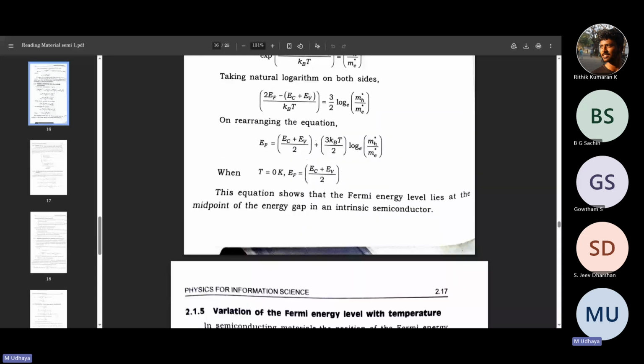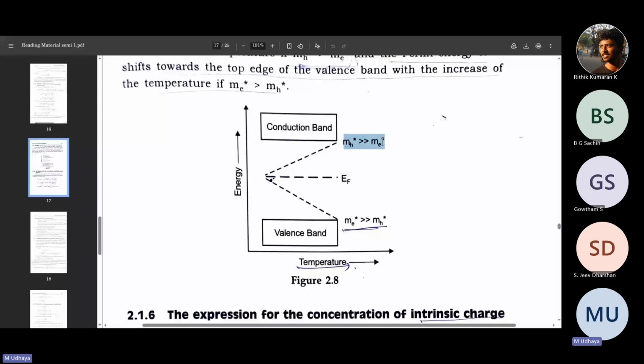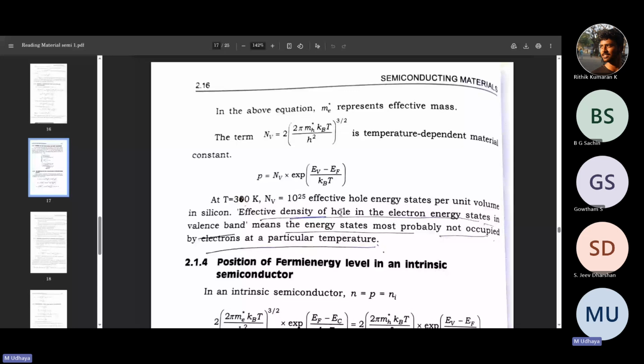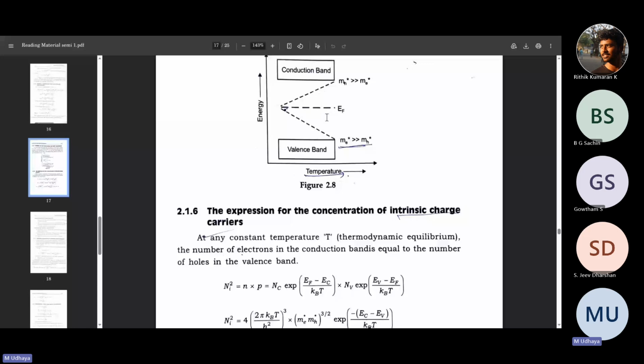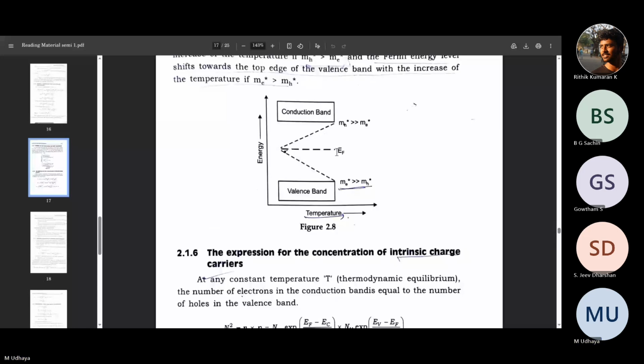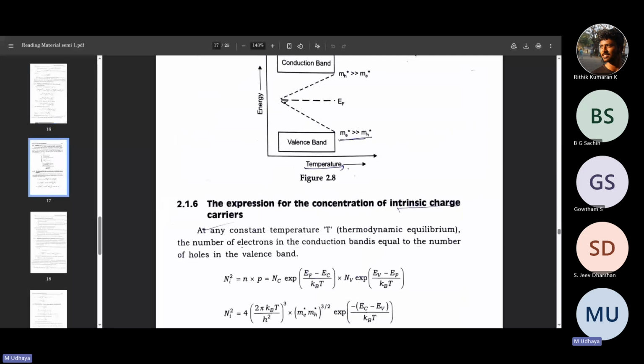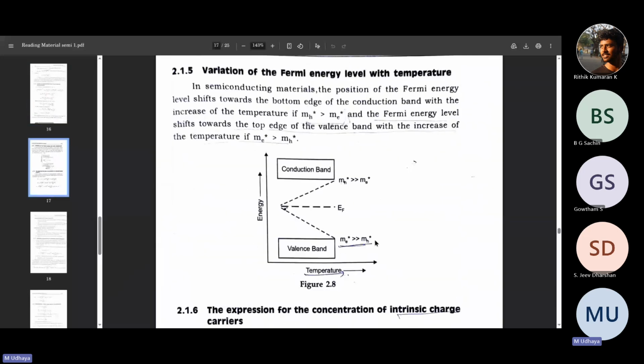Beautifully. And you very well see that there's this graph where, when mh is greater than or equal to me, that is the effective mass of hole is greater, then it is tending towards a little that side. When the effective mass of electron is greater, it is tending towards this side, meaning it is decreasing. Why is it decreasing? The energy is decreasing, guys, because you see mh is in the logarithm. So when mh increases, the energy increases. We see all that, and it lies exactly in between Ec and Ev, at (Ec plus Ev) by 2, when the temperature becomes 0 Kelvin.